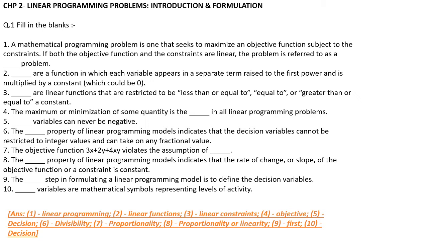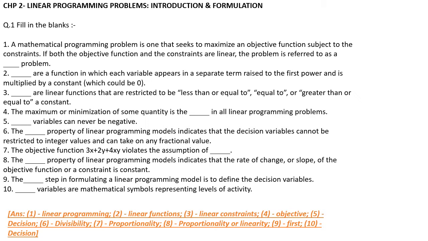Correct answer: linear constraints. Fourth, the maximization or minimization of some quantity is the dash in all linear programming problems. Correct answer: objectives. Fifth, dash variables can never be negative. Correct answer: decision. Sixth, the dash property of linear programming models indicates that the decision variables cannot be restricted to integer values and can take on any fractional values.